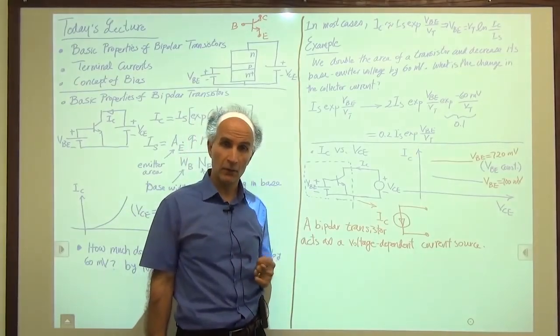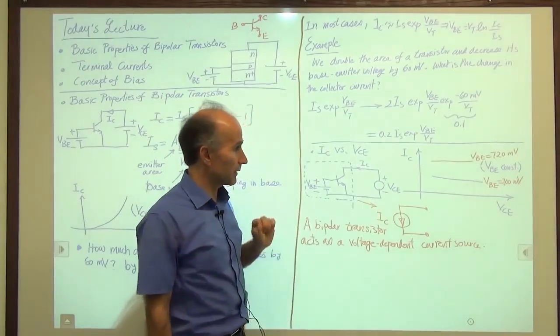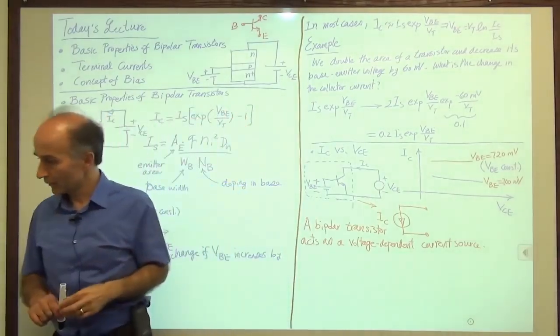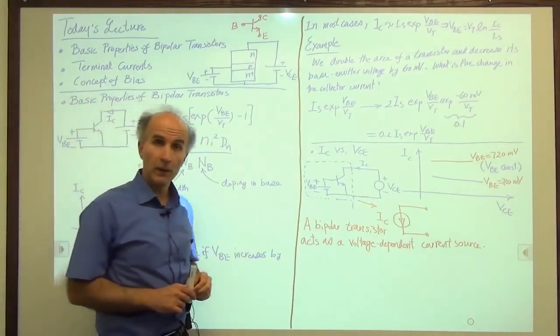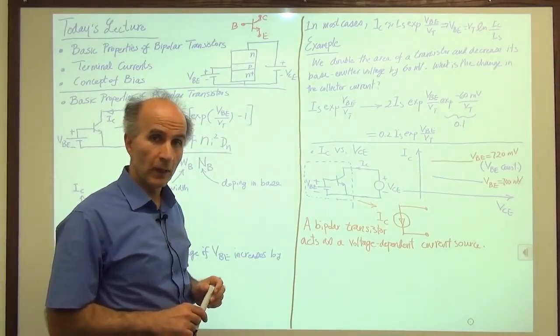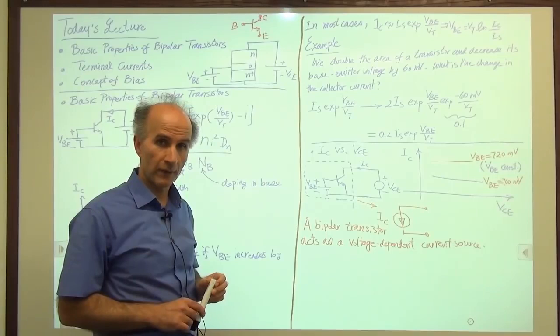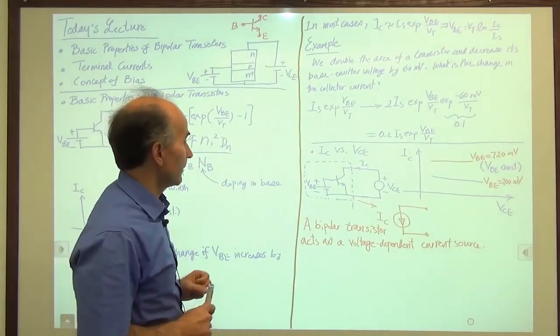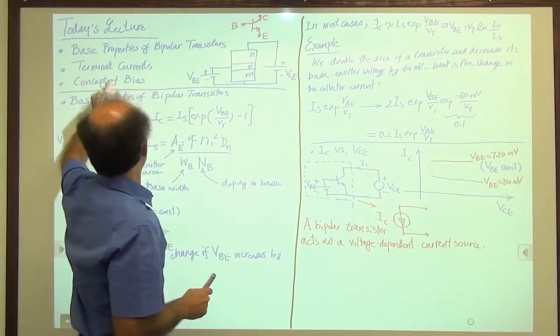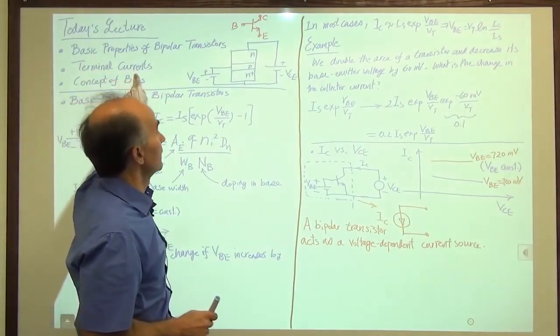But let's make sure that that's clear in our mind, and we'll talk about one more topic before we get to try to make the bipolar transistor an amplifier. All right, the next topic that we want to look at is what we call terminal currents.